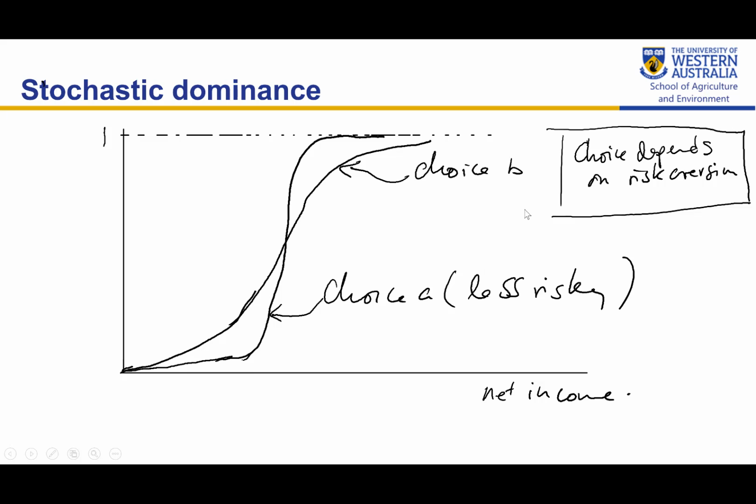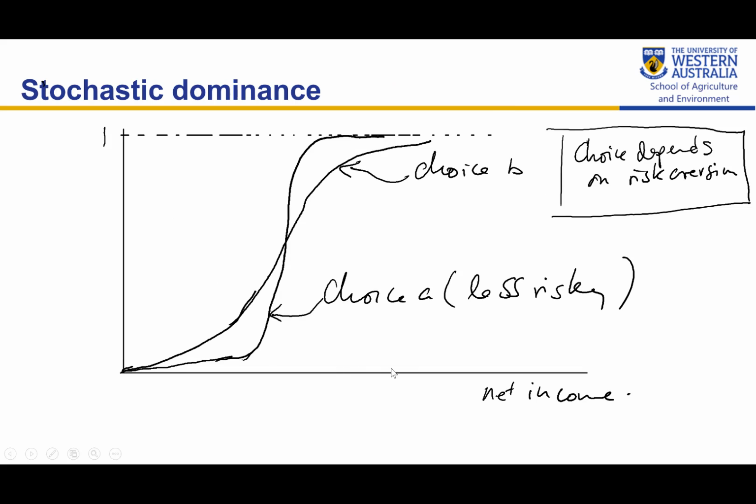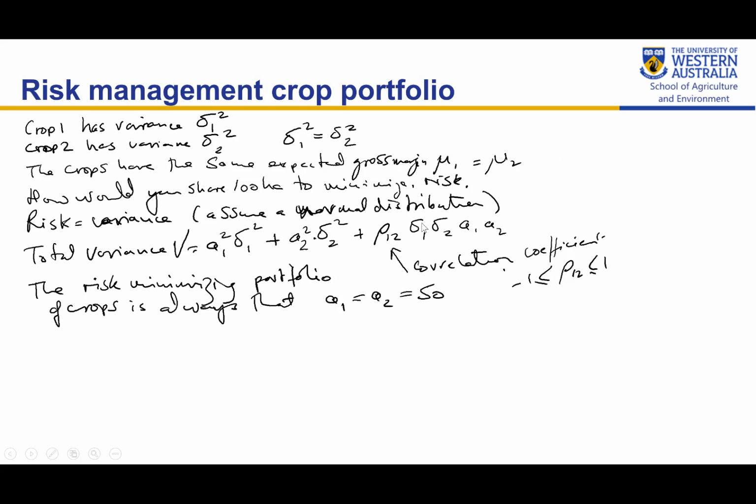So there are fewer extreme values. So there's fewer very, very low values of the net revenue, and fewer very, very high values of the net revenue. So we can compare distributions of total gross margins or net revenues using stochastic dominance. And in this case, there's a clear distinction. Here, it depends upon the decision maker's attitude to risk.